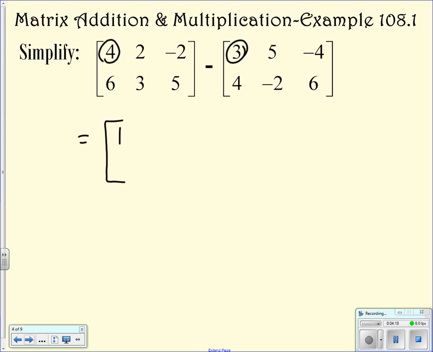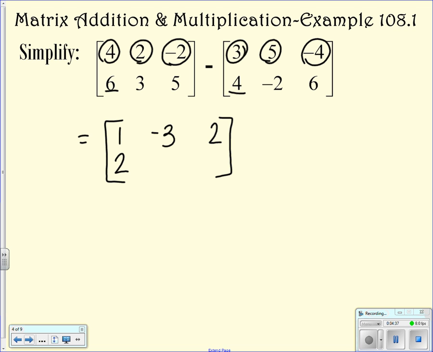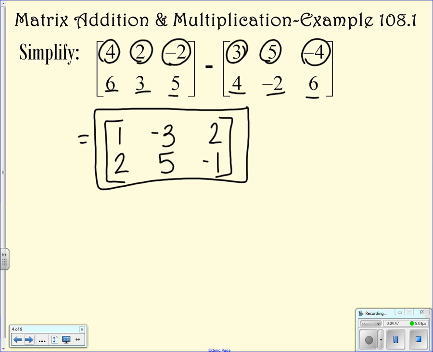And that's going to go in the top left. And then we're going to do 2 minus 5. Negative 3. Negative 2 minus a negative 4 is negative 2 plus 4, so 2. And that'd be your first row. For the next one, we have 6 minus 4, so 2. 3 minus negative 2, 5. And then 5 minus 6, negative 1. And that would be your answer.